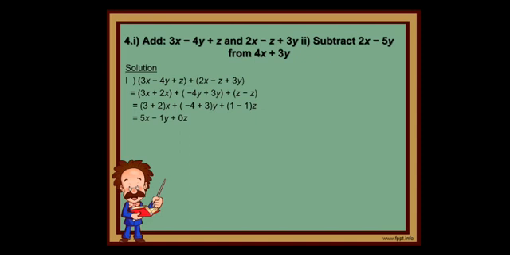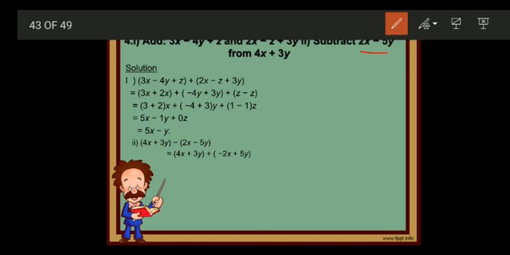Okay. So see the second one: subtract 2x minus 5y from 4x plus 3y. So 4x plus 3y minus (2x minus 5y). Okay, so what will be the additive inverse of 2x minus 5y? Here we have two terms. The additive inverse of 2x minus 5y will be minus 2x plus 5y.